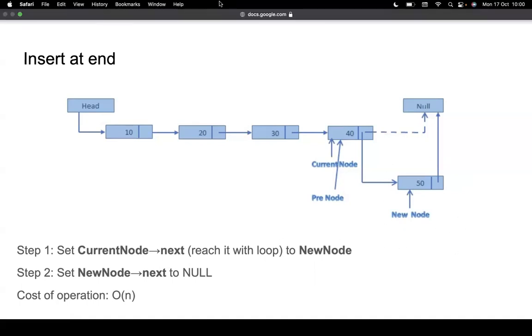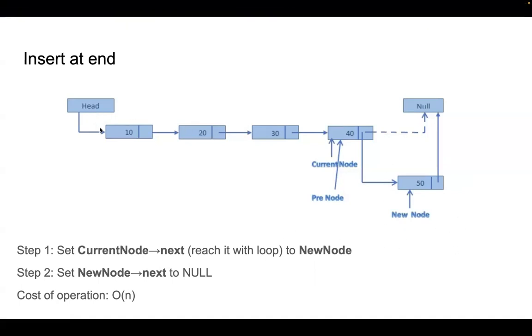So cost of the operation is O(n), because we have to read the last node. For example, when you want to insert at end and the size is 100, you have to loop and you have to read the hundredth node in order to insert at the end, okay?